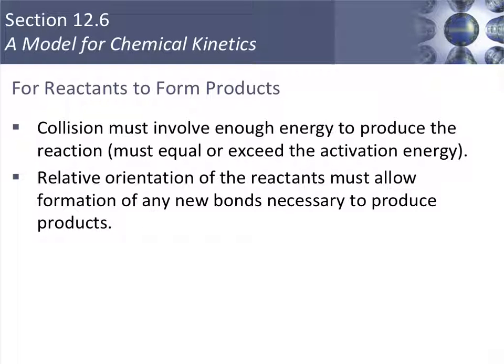So as I said previously, there are several things that must take place. One is there must be a collision. The collision must involve enough energy to produce the reaction. In other words, to get over the activation energy. So the energy of the reactants has to have at least the minimum amount of energy. The other thing is that the orientation must be correct.